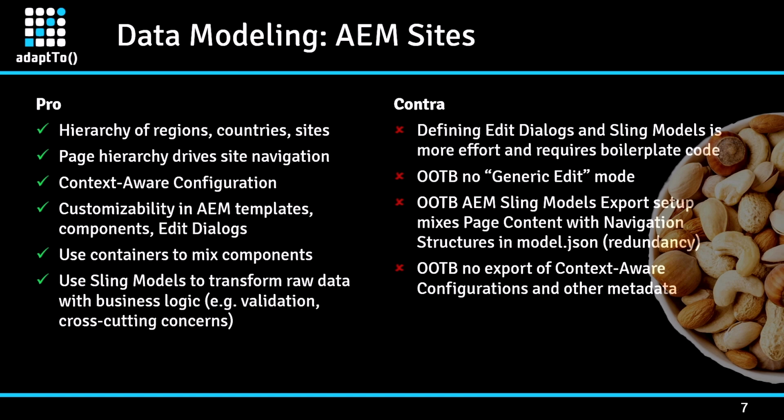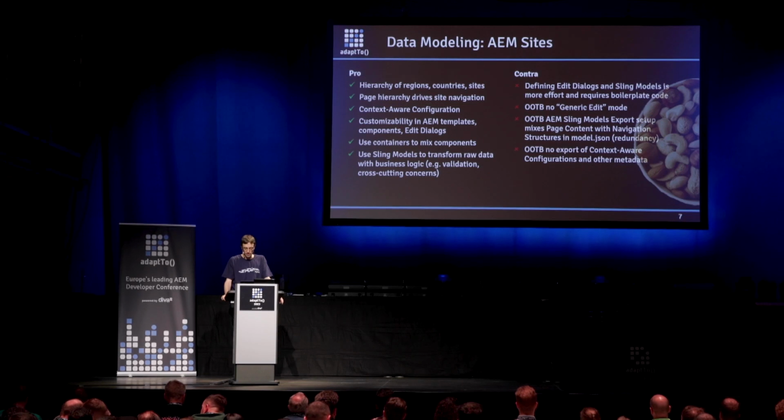And from my point of view, especially important, you're using Sling Models to really shape your API output. And you can put in any logic you desire, any validation, cross-cutting concerns, link and media validation, whatever, to publish your data.